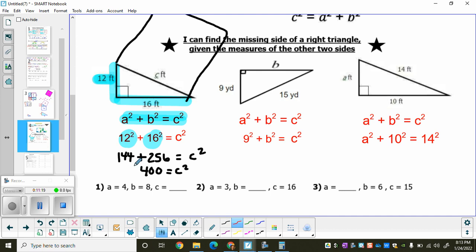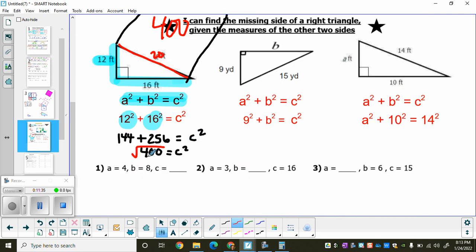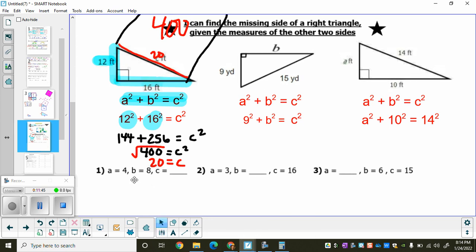So now all we have to do is take the square root, because if the whole area was 400, if I take the square root of that, that lets me know I've got a 20 by 20, which means I just found the hypotenuse here is 20. So if I take the square root right there, I get 20, and that means I just found the hypotenuse c.